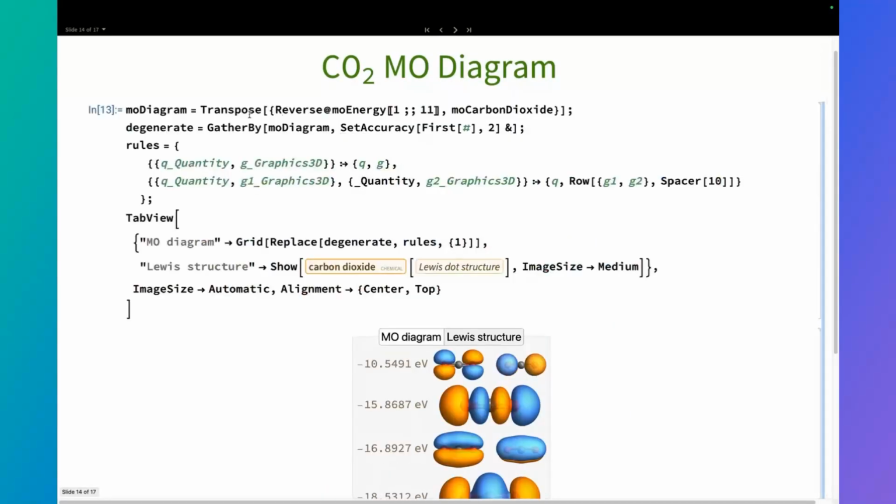We rearrange the energies and grab the ones that we want. Then we gather them using a numeric criterion to figure out which ones are degenerate, meaning that they have the same energy but different shapes. And then we put it together in some sort of tab view. I just group them together.